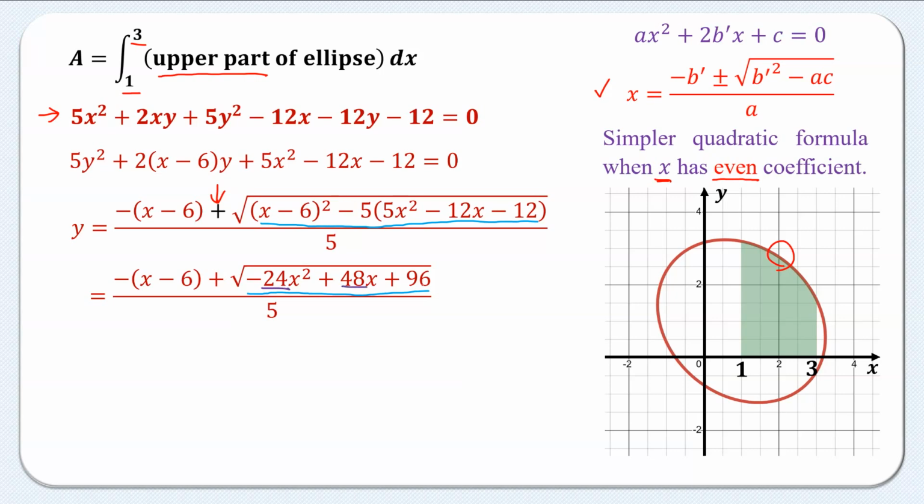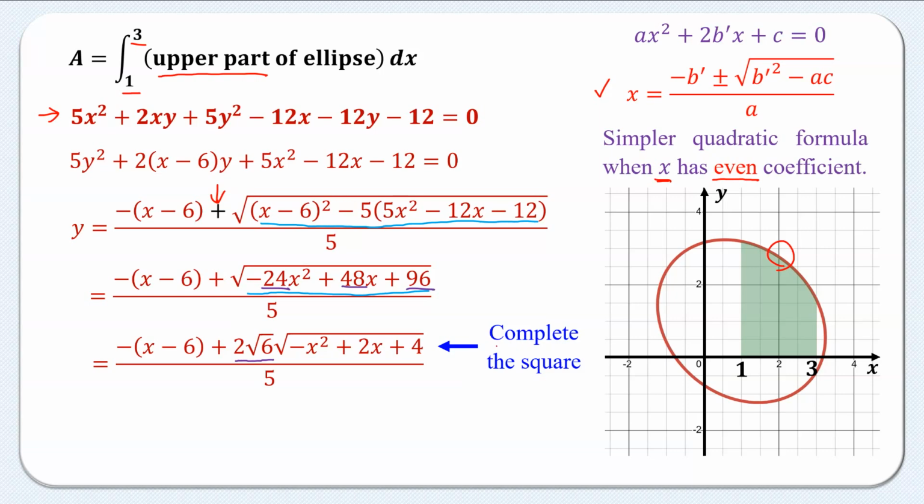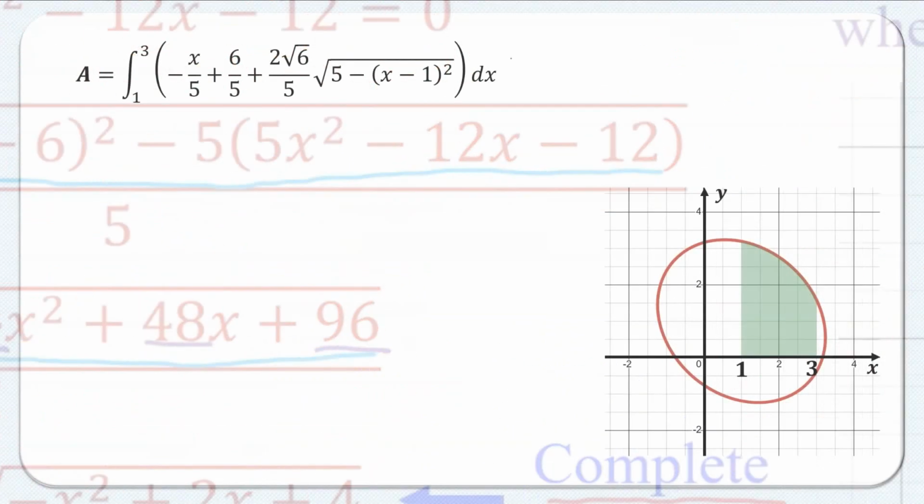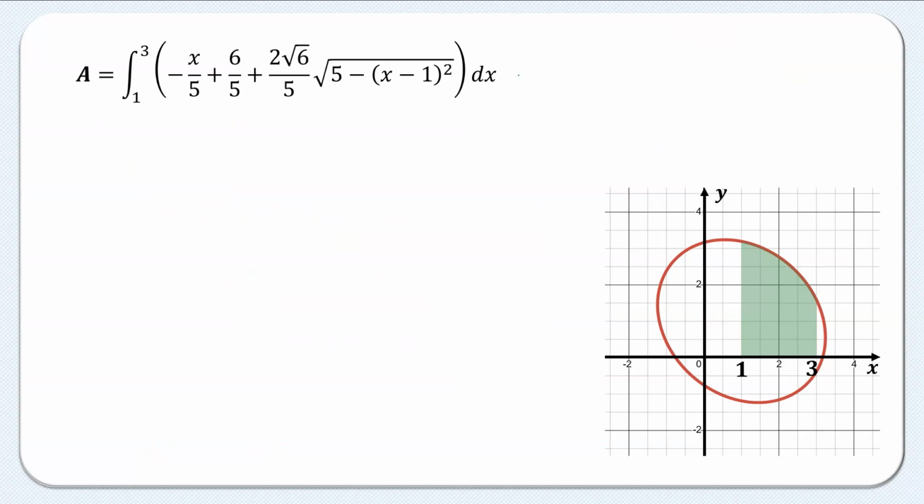Here, all of these numbers are multiples of 24, so we can take out square root of 24 to the front, which is equal to 2 times square root of 6. Then we have minus x squared plus 2x plus 4. And as for this part, we want to complete the square because we are going to use trigonometric substitution later on. Also, let us split the terms in order to make the integral look nicer. And completing the square process gives the square root of 5 minus (x minus 1) squared inside the radical. So now we have to integrate this.